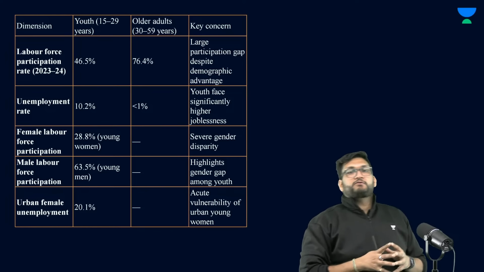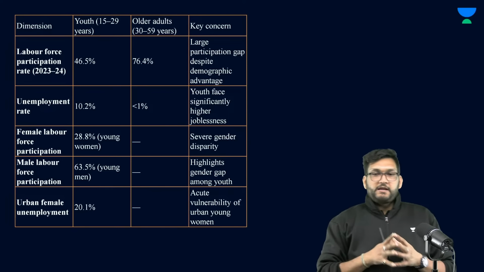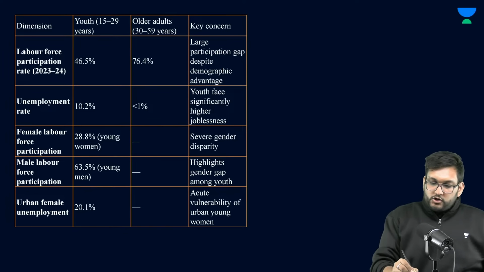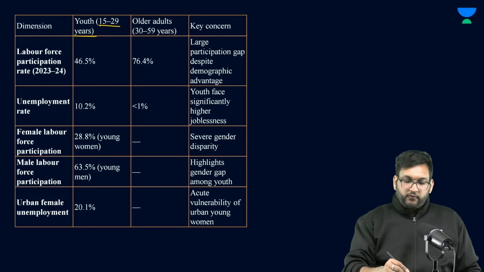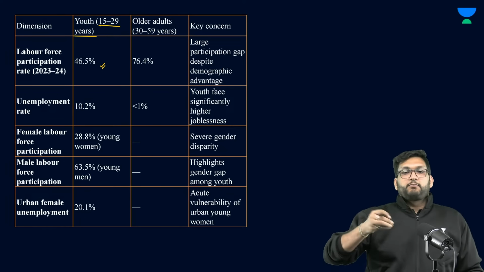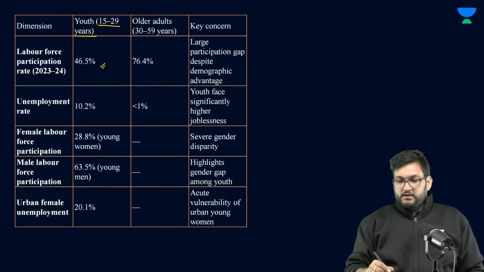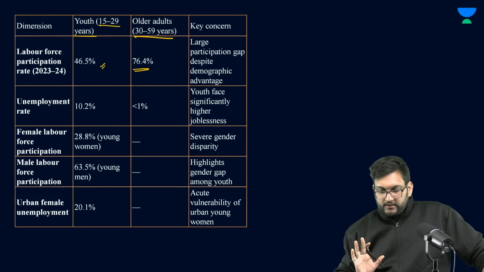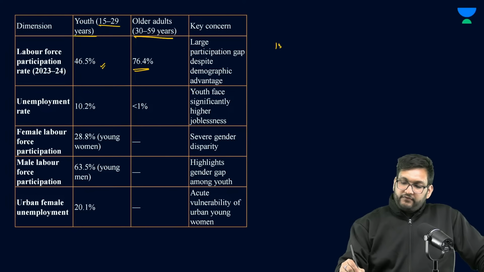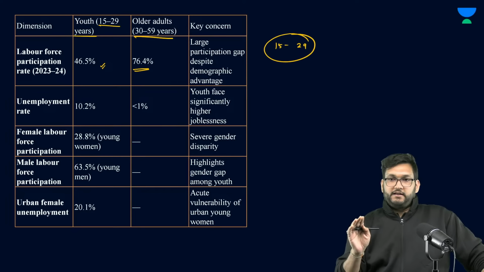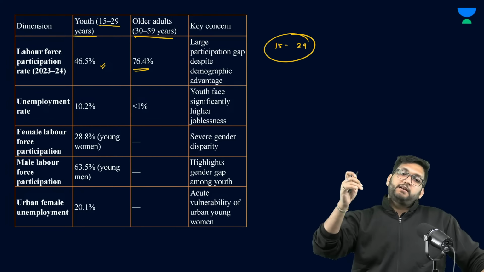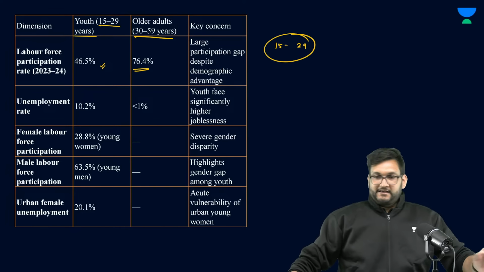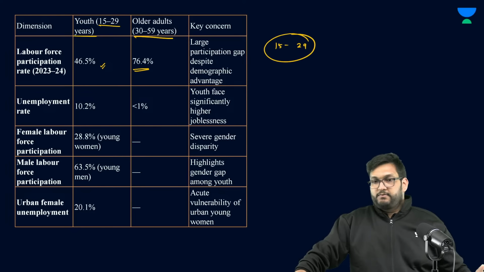the labor force participation of youth, of you and me, between 15 to 29 years of age is 46.5%. Some of you may be studying, so you're not part of the labor force. For 30 to 59, 76.4% of the people are working. So there's a major gap. Between 15 to 29, which is the demographic dividend area, we are either preparing for UPSC, NEET, JE, or some form of competitive examination, SSB, IMA, whatever it may be.